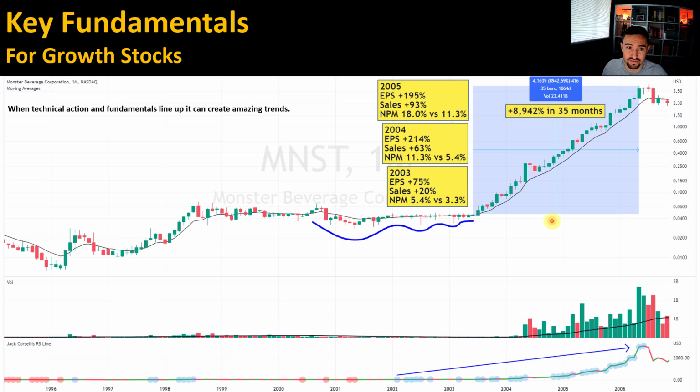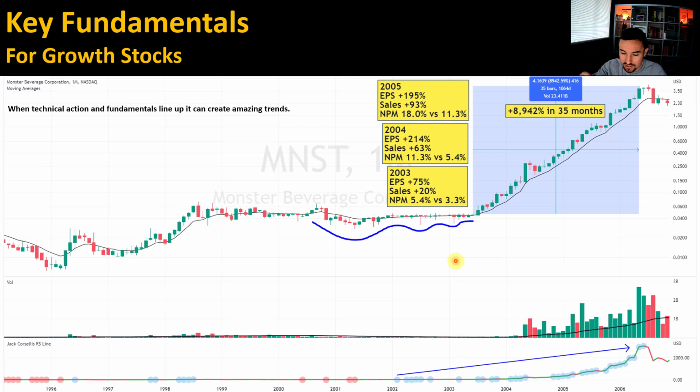We haven't even touched on the fundamentals yet. So let's touch on the fundamentals. In 2003, the earnings per share for that year was up 75%. The sales were up 20%. Net profit margins accelerated from 3.3% to 5.4%. Okay, not bad. 2004, EPS goes up 214%, year-over-year sales go up 63%, net profit margins nearly double, over double, from 5.4% to 11.3%. Wow. 2005, earnings per share up 195%, sales up 93%, net profit margins accelerate again from 11.3% to 18%.